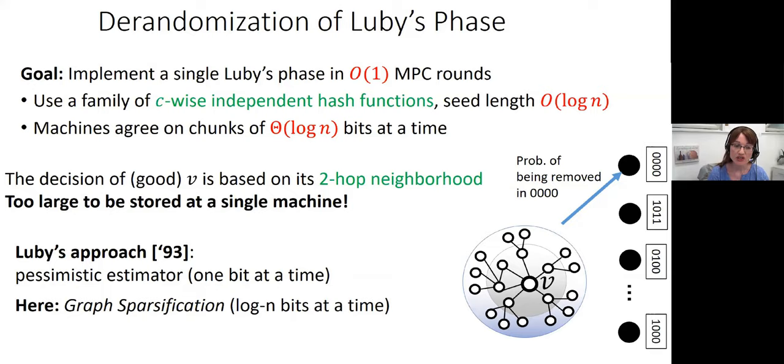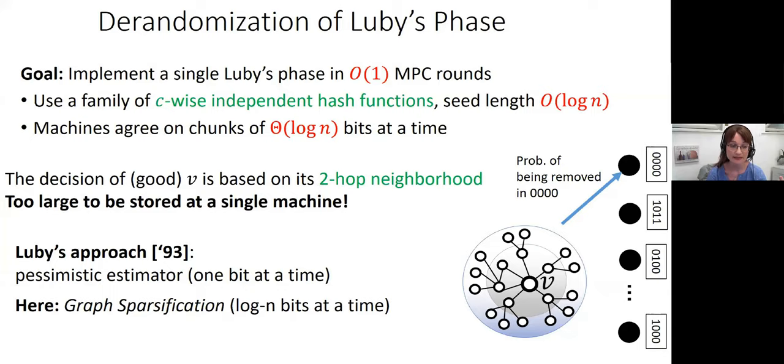If I have this machinery, I will be able to decide on a chunk of log n bits in the random seed at a time. I'm going to really exhaust the entire all-to-all communication setting here. The problem is that in order for a good node V to decide if a given seed is good for it or not, it needs to see whether it's going to be removed when its neighbors are making decisions using this seed, and that depends on the two-hop ball, because the neighbors depend on their own neighbors, and they need to see that their number is indeed a maximum in their neighborhood.